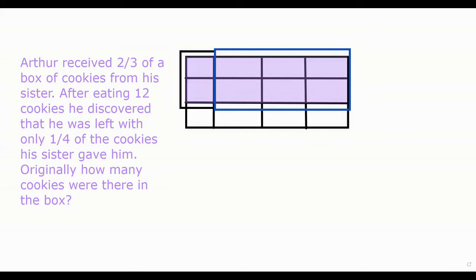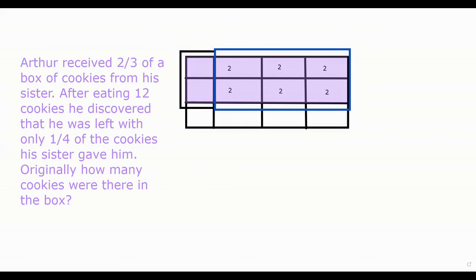Right, so if we have 6 cells and 12 cookies, we need to know how many cookies each cell represents. So if there's 12 cookies and 6 cells, 12 divided by 6 is going to be 2. So we know each cell represents 2 cookies. And of course, 2 times 6 is going to be 12. So we know that there are 12 cookies here.